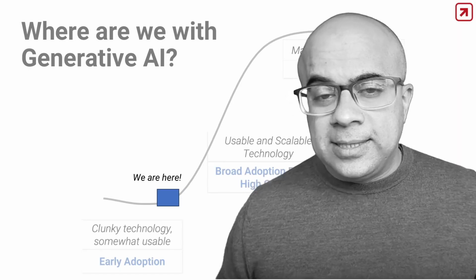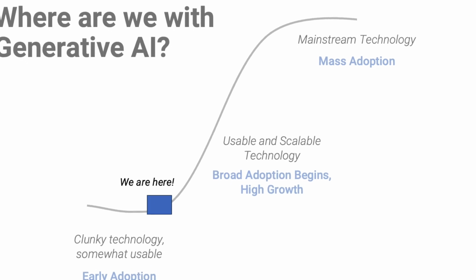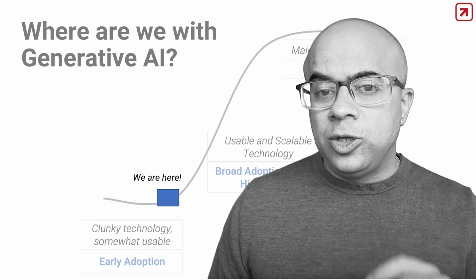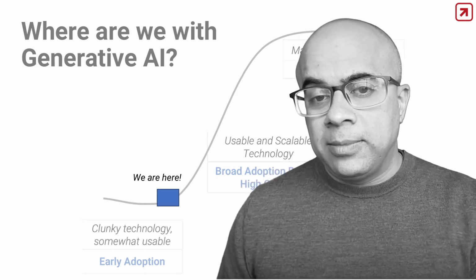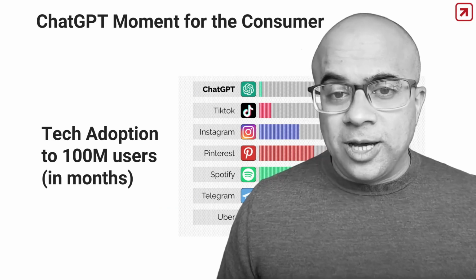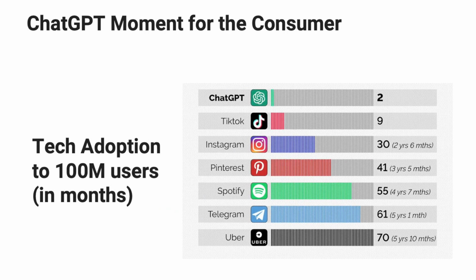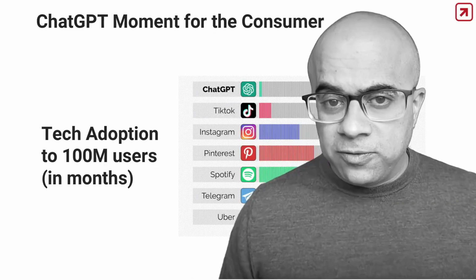Basically, our take is that we are early in the cycle of generative AI, where the technology is just starting to become a little bit useful and we are starting to see some adoption in the market. We're already seeing a ton of adoption from a consumer standpoint. I mean, ChatGPT has gone to hundreds of millions of users in a very short period of time.